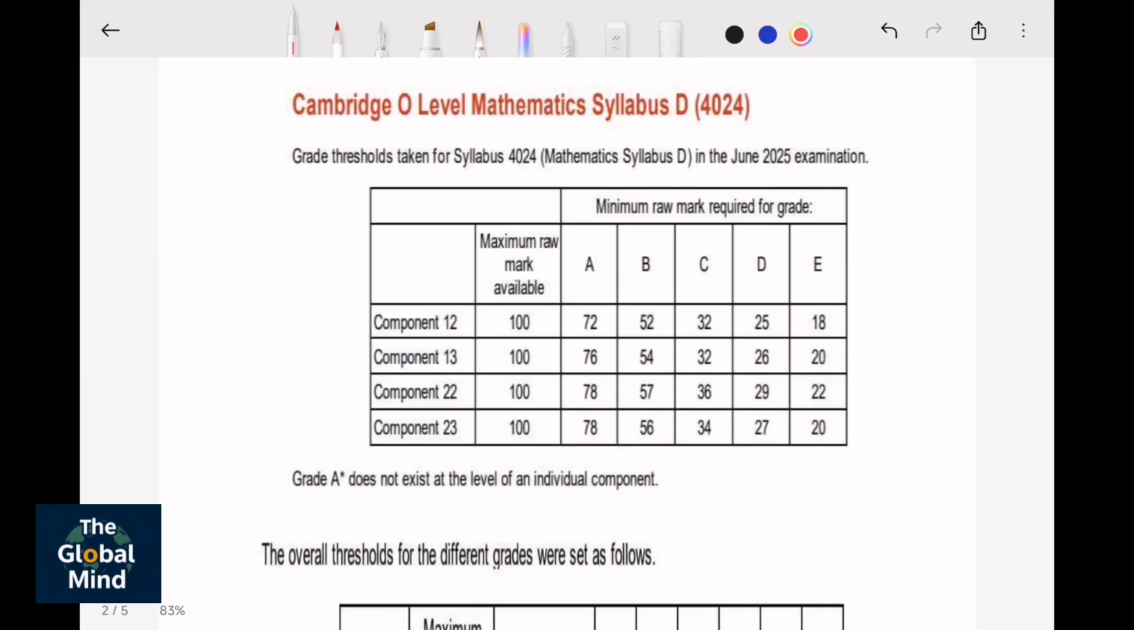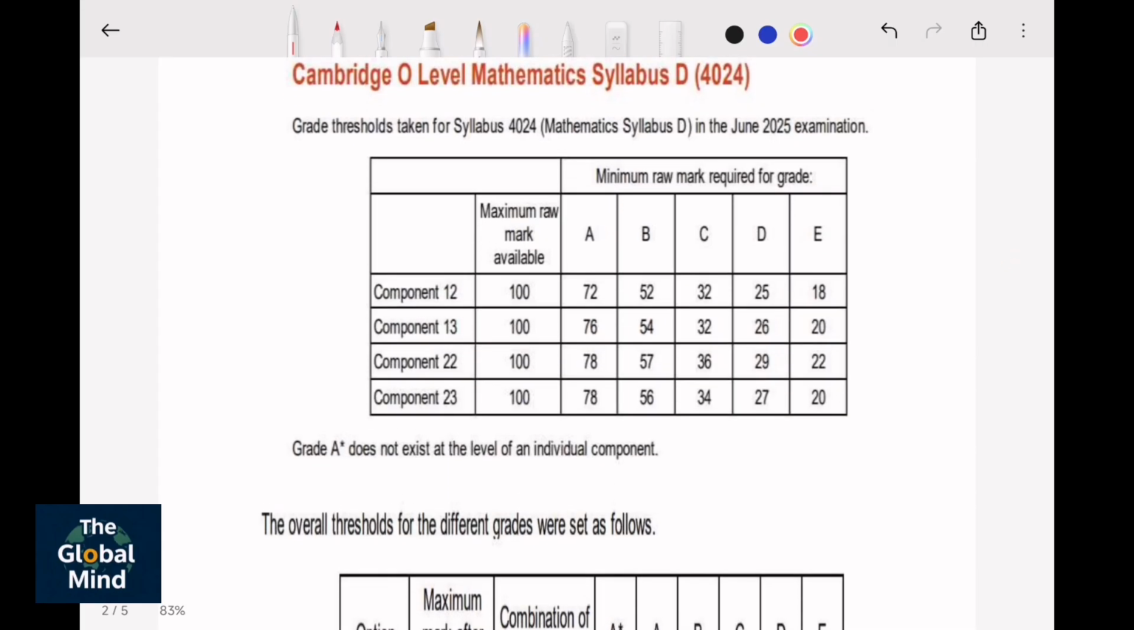Second thing is that these are the grade thresholds for the year 2025. So the same thresholds have been given here: 72 for A, 52, 32 for C, like this, and then this is the combination which we are discussing. So for 22: 78, 57, 36, 29, 22. So you can see over here.